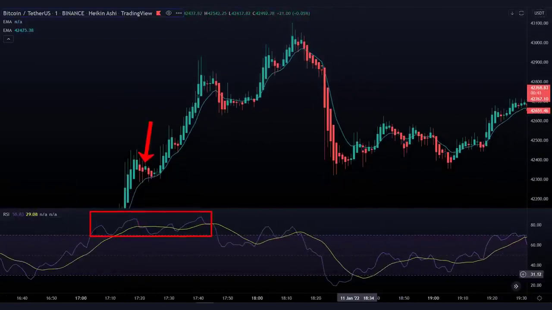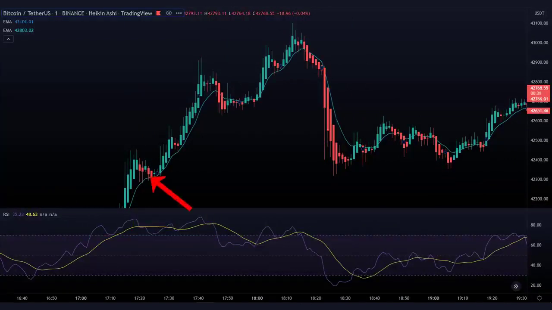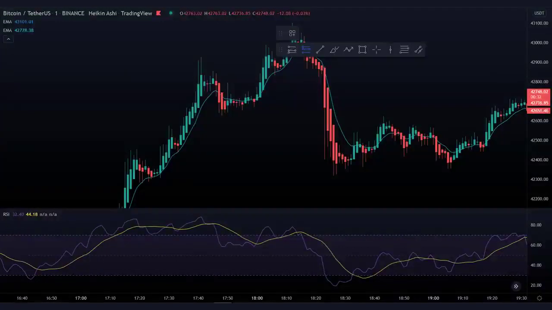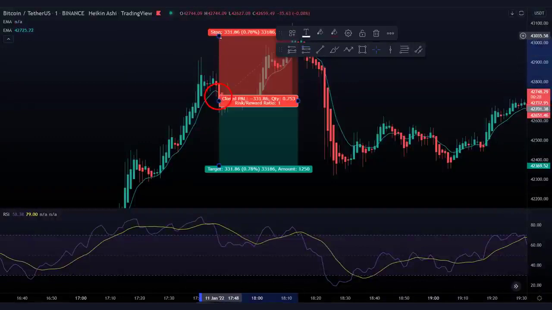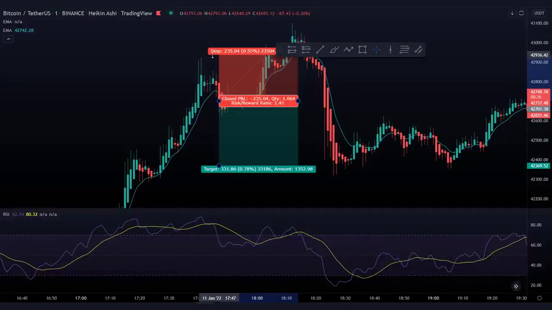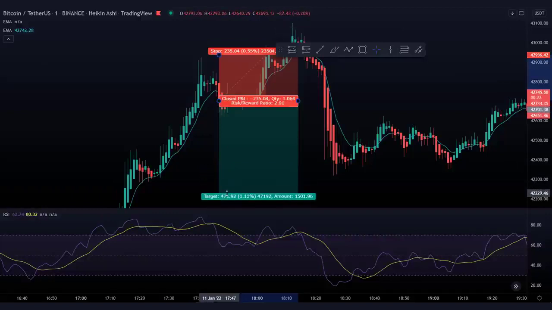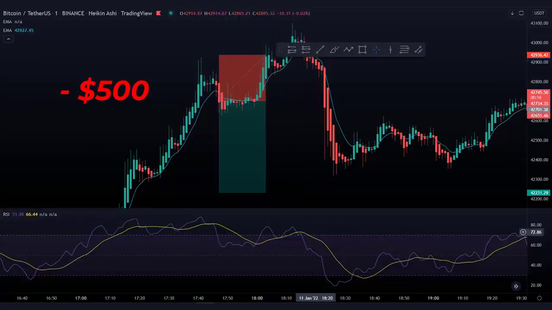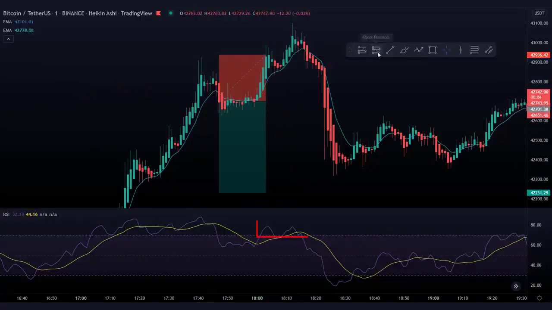Here we see a red Heikin Ashi candle at the same time as an overbought signal. However, this Heikin Ashi candle does not close below the short-term EMA. So we are not opening a position yet. Here a red Heikin Ashi candle closes below the short-term EMA. So here we open a position with a risk-reward ratio of 2. You can see that this was a losing position because the stop loss was hit.